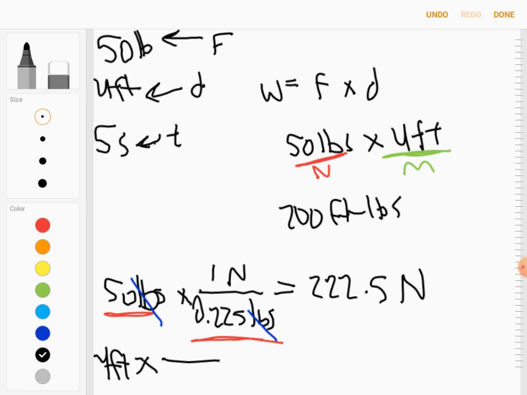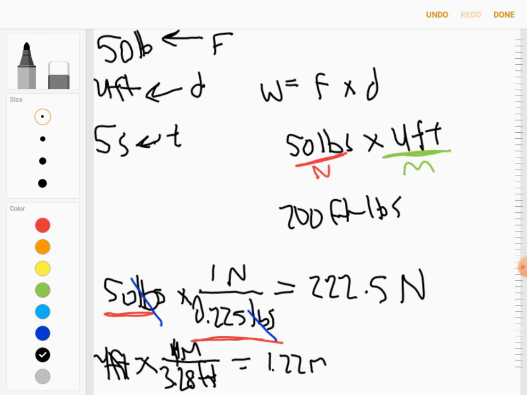So 1 meter, M, is 3.28 feet. When you solve for that, you would get 1.22 meters, and the feet cancel out. So now we have these two things. We still need to know how many joules there are.